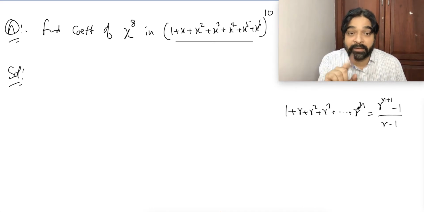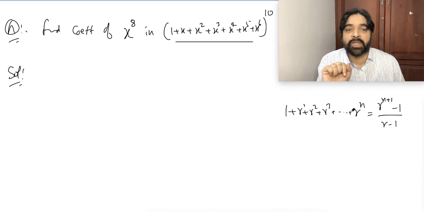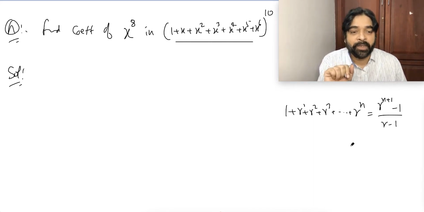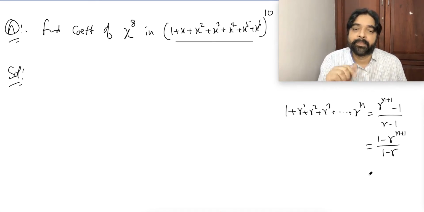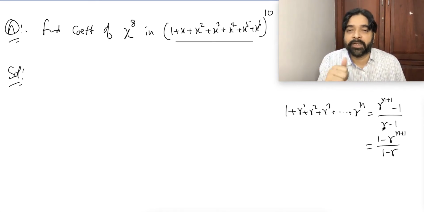But the number of terms is not n, it's n plus 1. It's 1 to n here and 1 is this also. That's why I wrote n plus 1. Don't look at me as if I'm making a mistake. I wrote correct. This is the n plus 1 term. This I can write this way also: 1 minus r power n plus 1 by 1 minus r. And nothing I did, just multiplied minus in numerator and denominator.